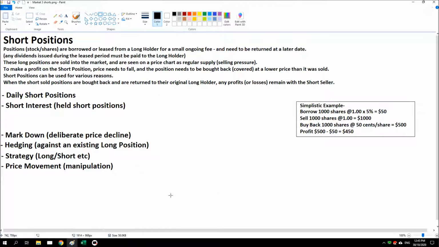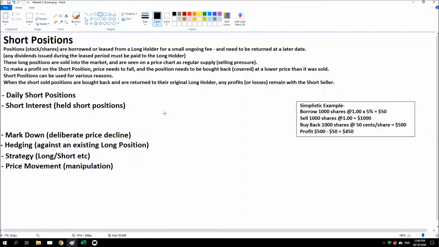Now, just quickly on short positions. I'll move on to this because we just talked about the active traders who can go long and short. For those people who don't know, quickly, short positions are stocks, shares, or futures contracts which are borrowed or leased from a long holder for a small ongoing fee, but need to be returned at some later date. Any dividends that are issued during the period of the lease must be paid to the long holder by the lessee. These long positions are sold into the market and are seen on a price chart just as regular supply, just as regular selling.